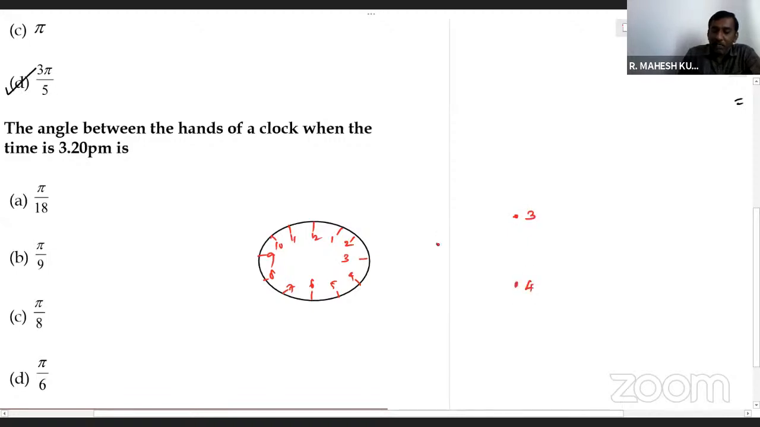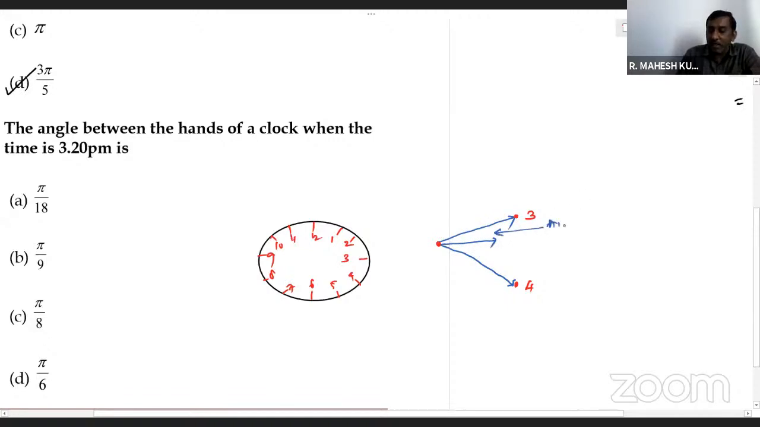See here, minute hand will be exactly at 4. So the minute hand is at the exact 4 position. Where will the hour hand be? It is going to be 20 minutes more than 3. So what I do, let us take it exactly to 3, right? That means this much extra angle you are taking.